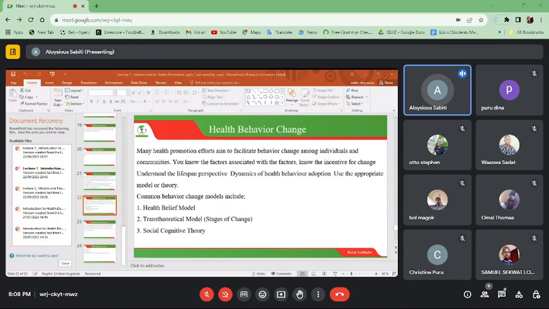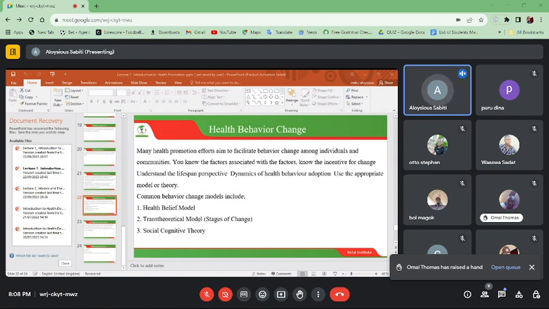So in this health belief module, the first aspect would be the perceived susceptibility. What is the belief of an individual that they are pregnant? So if someone does not perceive that they are at risk, for example, I do not believe that I am at risk of getting COVID, that is the perceived susceptibility.